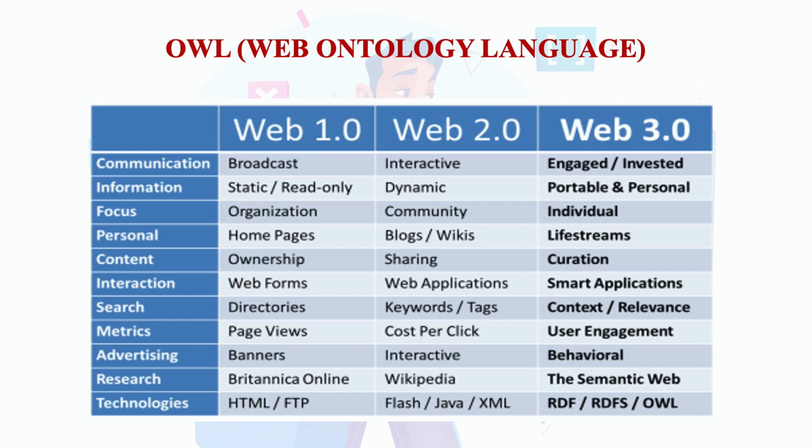Then coming to the basic comparison on parameters like communication, information, personal content, what kind of content is available, the search mechanisms, and the metrics that are used. Based upon these parameters, a clear-cut comparison is given for all the three versions. You can go through this comparison on this slide.